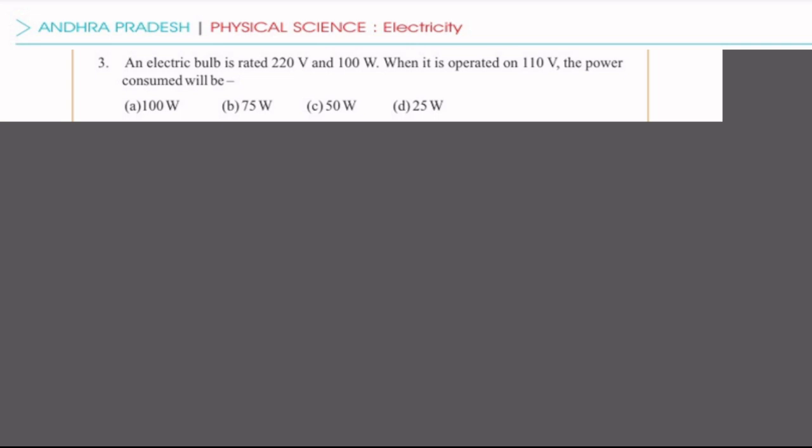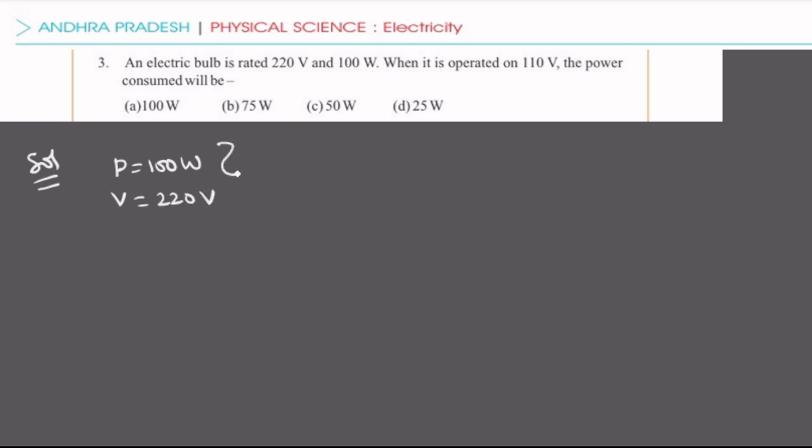Now let us see the third question. An electric bulb is rated 220 volts and 100 watts. When it is operated on 110 volts, the power consumed will be. So first of all, look at the data given here. What power rating is given? 220 volts and 100 watts. That means the power of one bulb is 100 watts and its voltage is 220 volts.